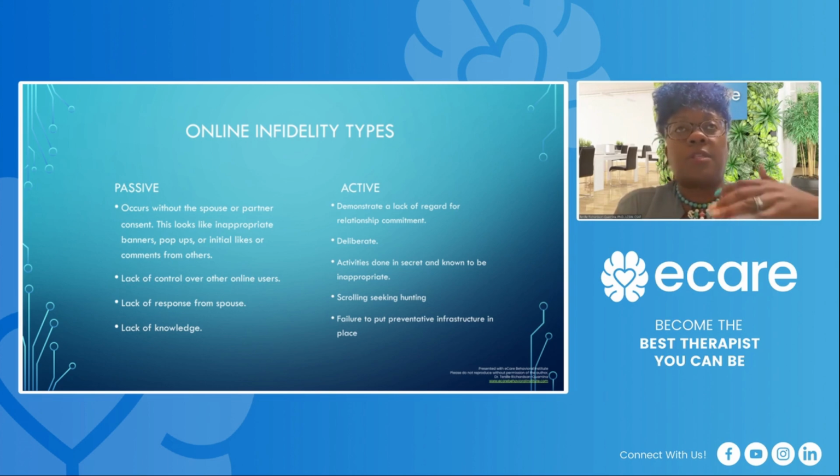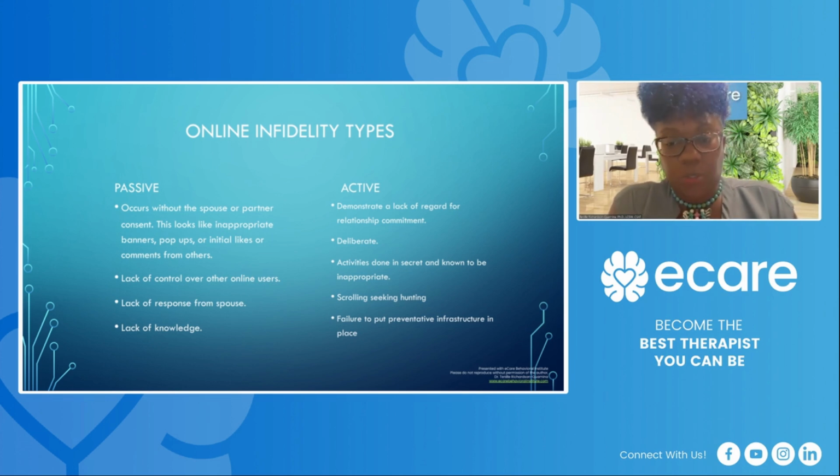You'll see clients scrolling and seeking. Some of this is scrolling in dating sites, scrolling for particular types of porn, or hunting for different encounters. So scrolling and hunting usually ends up taking a lot of time out of the relationship, and it's a big part of online infidelity activities. So that's a sign that they're actively participating.